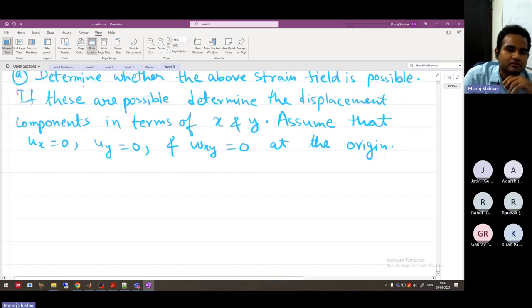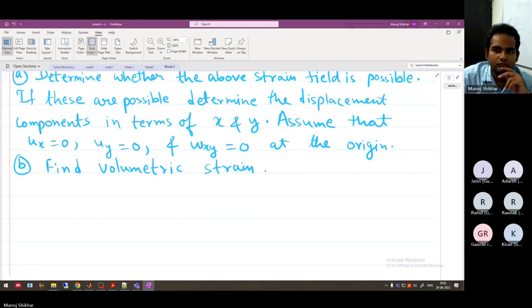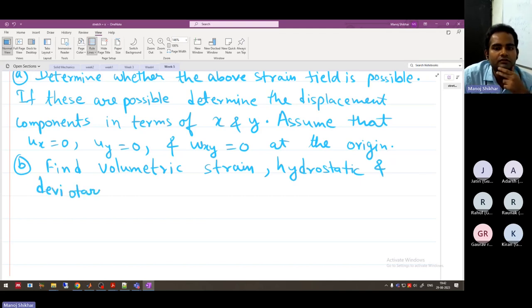And the second part is: find the volumetric strain, and the hydrostatic and deviatoric strain tensors. So this is the complete question.